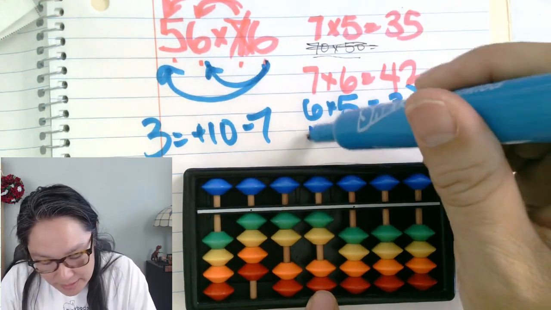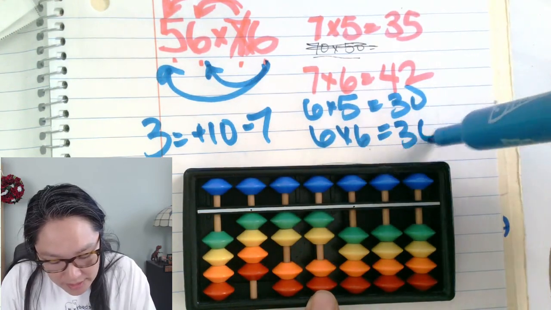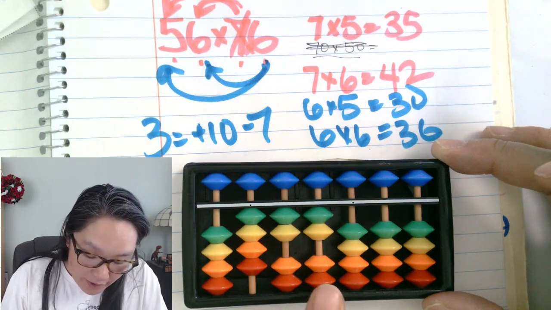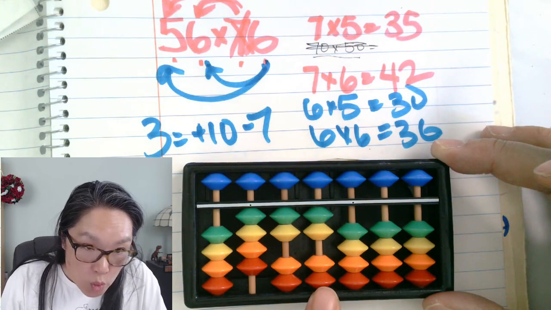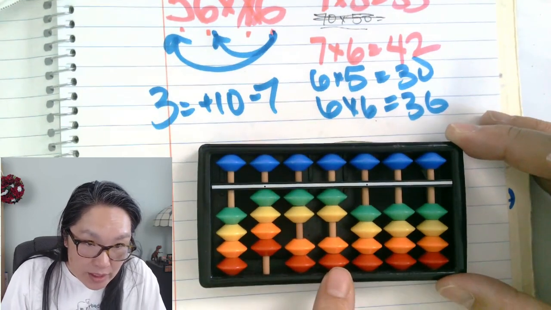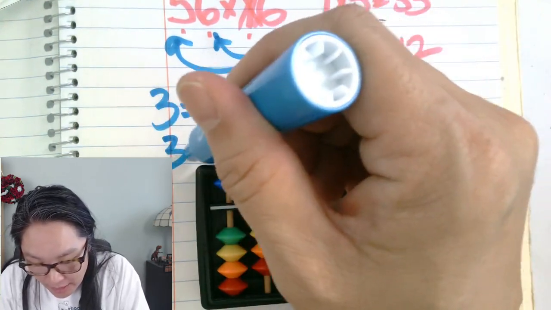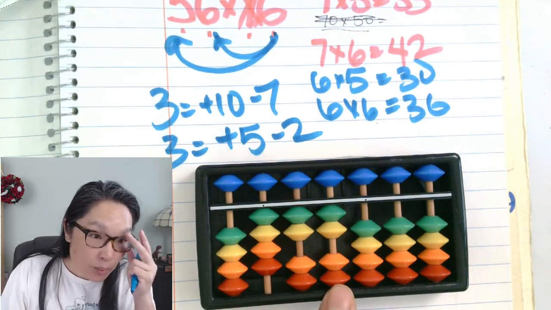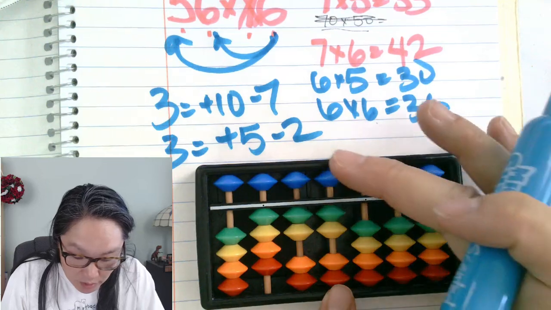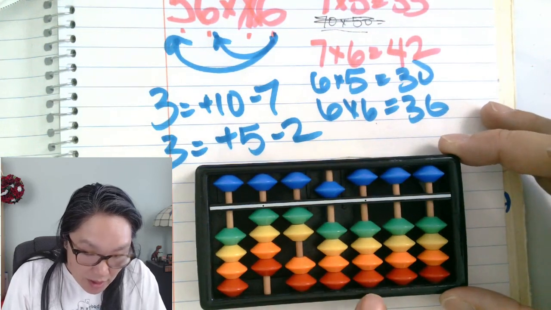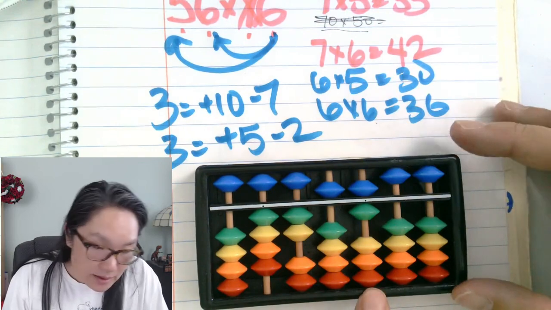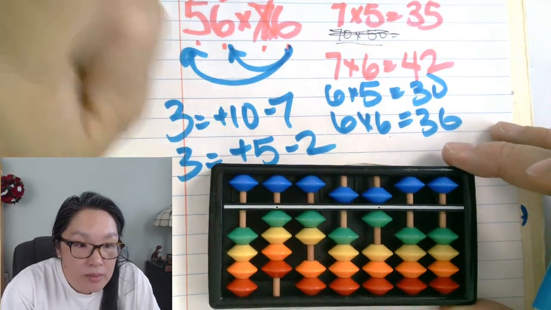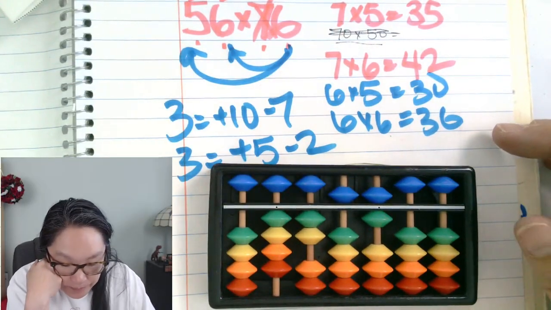6 times 6. 6 times 6 is 36. My question is, do I have enough beads to add the 3? No, I don't. What's another way to add the 3? To add the 3, I can plus the 5 minus the 2. Does that make sense? So I plus the 5 and I take away the 2. Now I add my 6. So my final answer, does that make sense? My final answer is what?